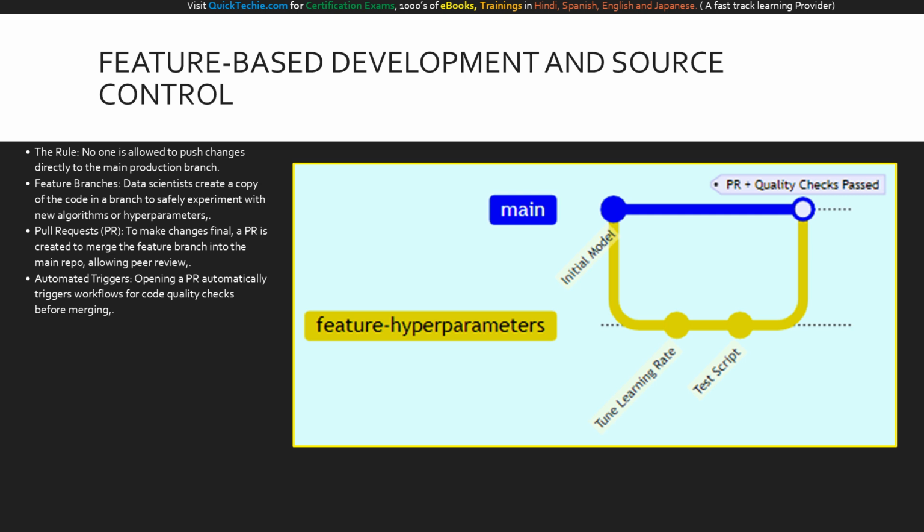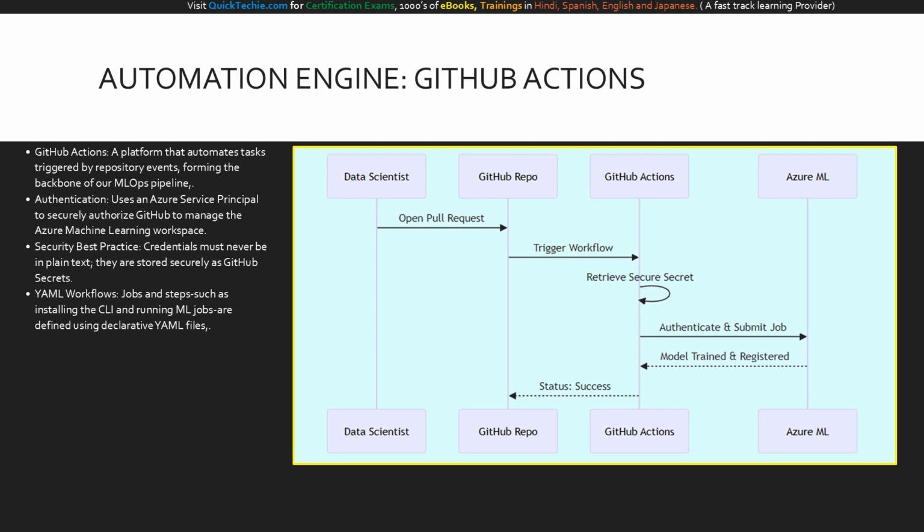That merge only occurs after the PR is opened and all automated quality checks have successfully passed, guaranteeing production stability. To execute all this automation, we rely on GitHub Actions. GitHub Actions allow us to orchestrate our entire MLOps strategy by triggering workflows based on repository events, like a push or a pull request. But security is paramount.